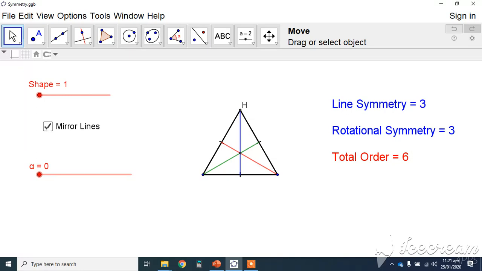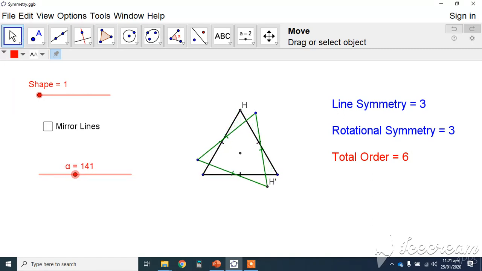Now, let's talk about rotational symmetry. What we're going to do is rotate the object. Keep an eye on point H. So point H moves, and we're going to rotate the whole shape until it gets back to the start, and we're going to count how many times it maps onto itself as we rotate it. As we rotate, you'll see that it looks the same there, but we've only rotated it a third. So that's one, rotational symmetry 1.